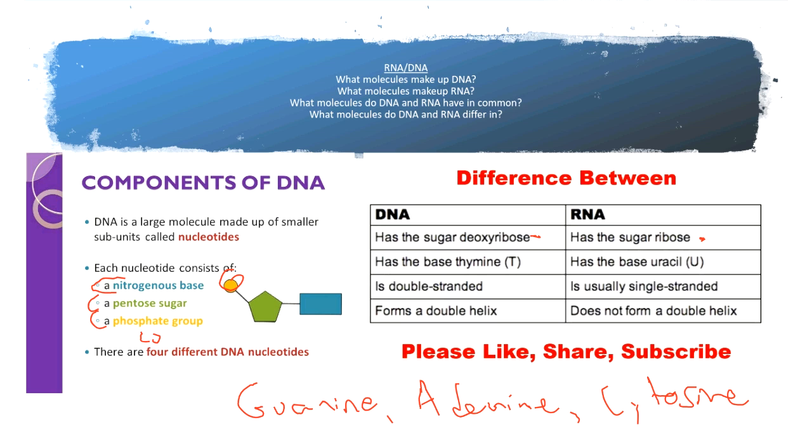And then what molecules do they differ in? We just said that is thymine and uracil. And of course, the pentose sugar, because DNA has deoxyribose, and then RNA has the regular sugar ribose.